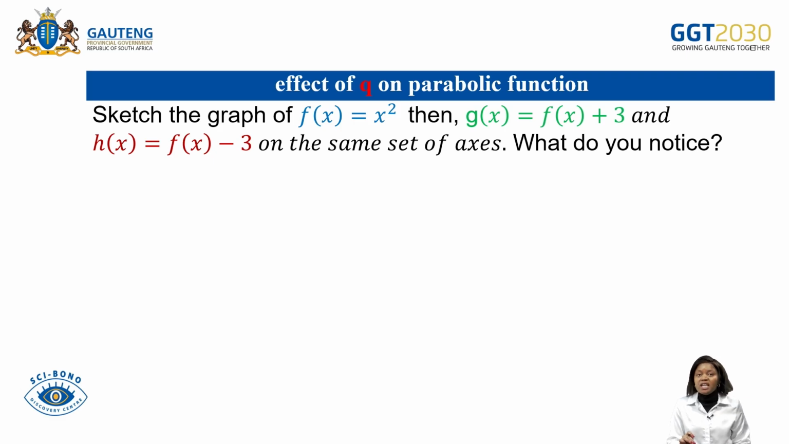Okay, so your p shifts your graph horizontally. It can either move it to the right or move it to the left. And then the effect of q, this is just a revision. You have done it in grade 10.